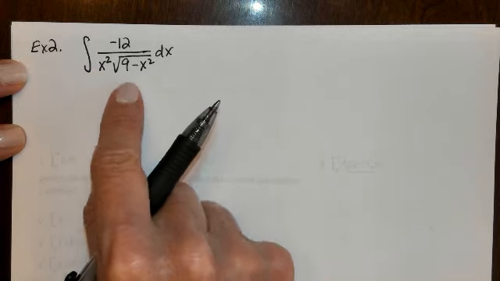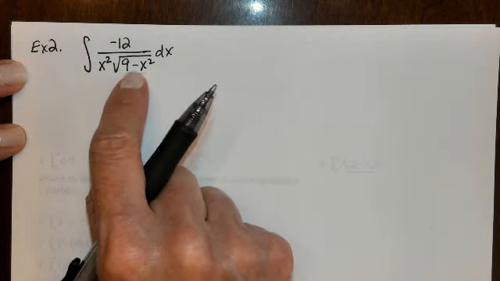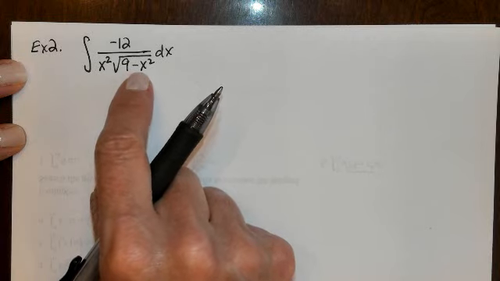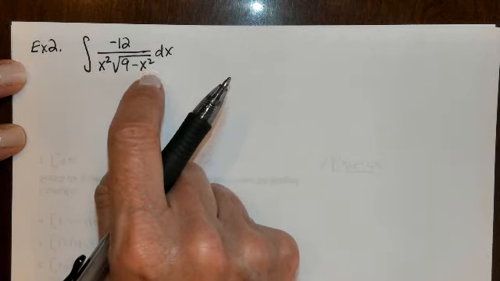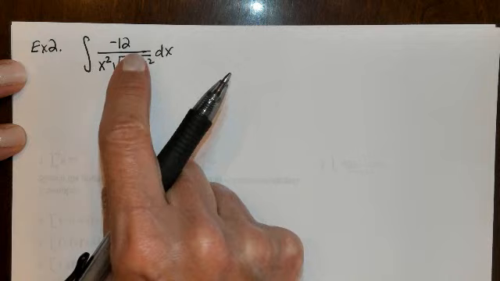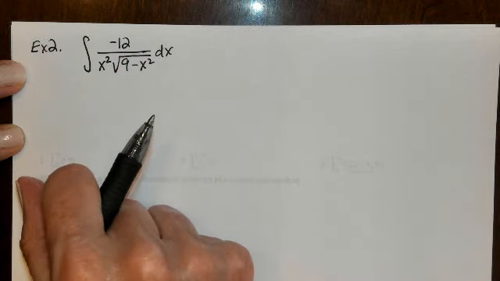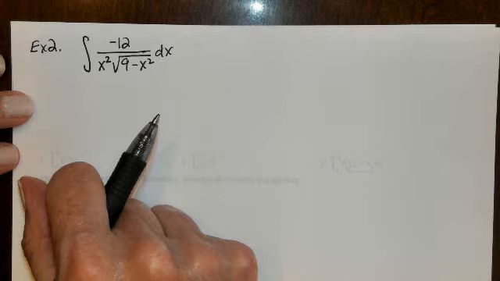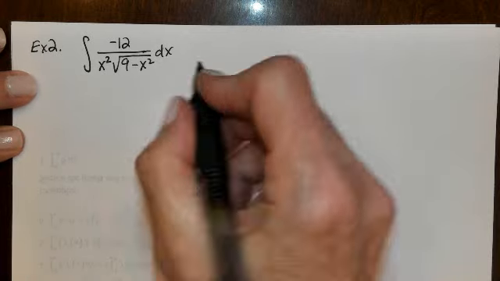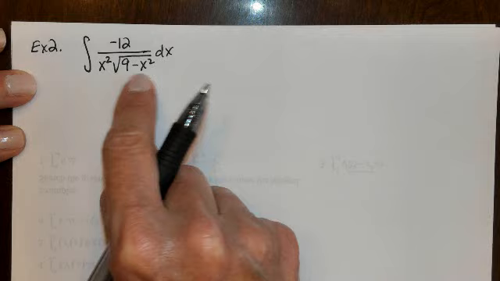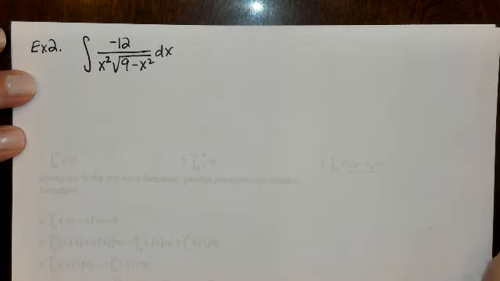And we cannot do a u sub because we would have u be the 9 minus x squared. Du would have an x in it, and that x would have to be on top, right? So this is not a u sub. It's not an arc sine. It's not an arc secant. This is another good candidate for trig sub because of that square root. So, trig sub.